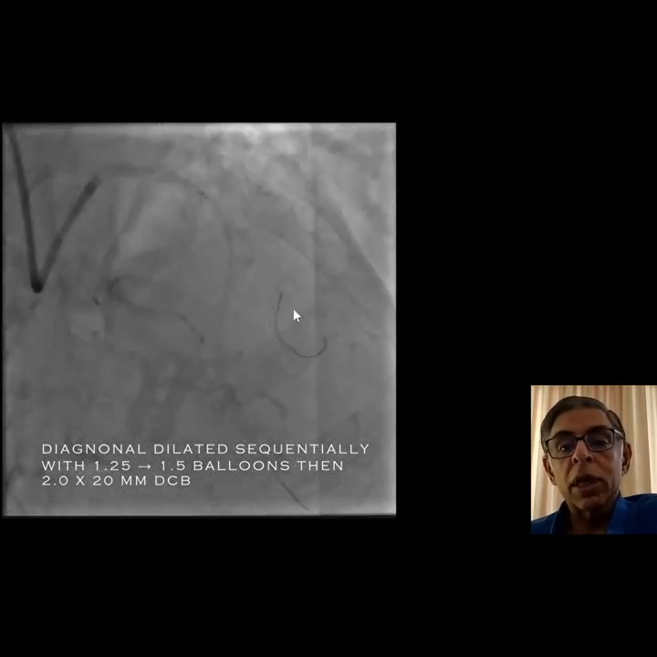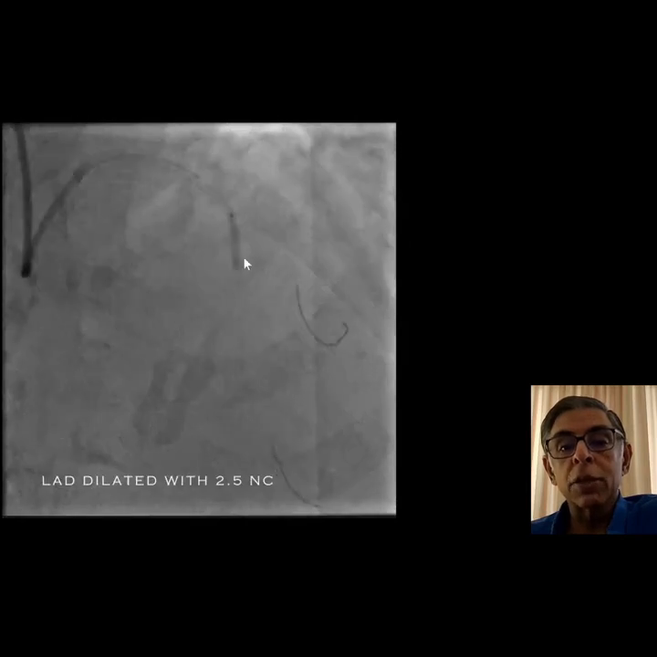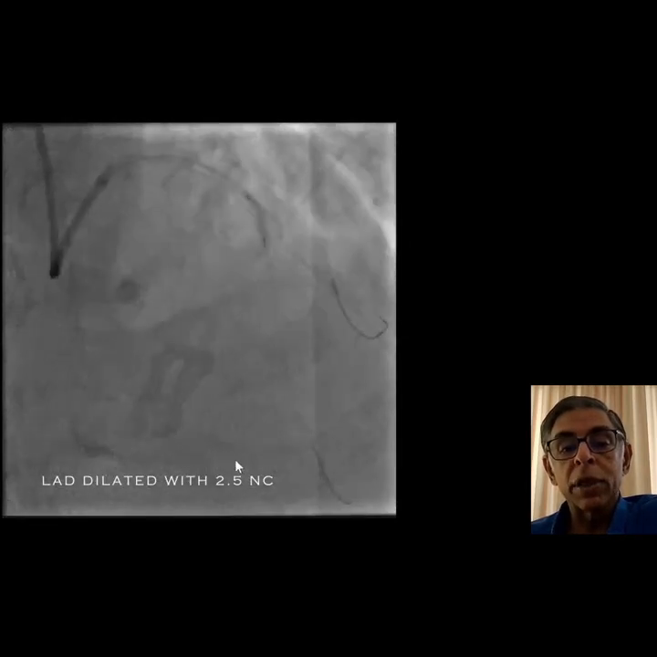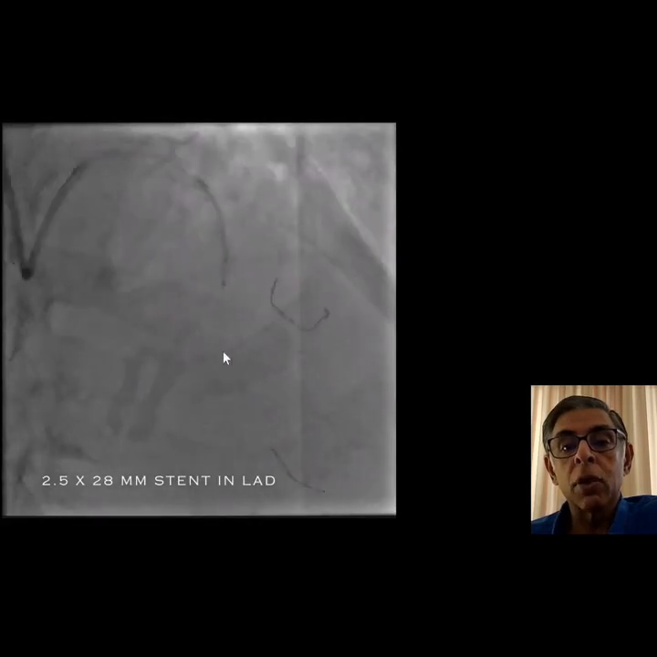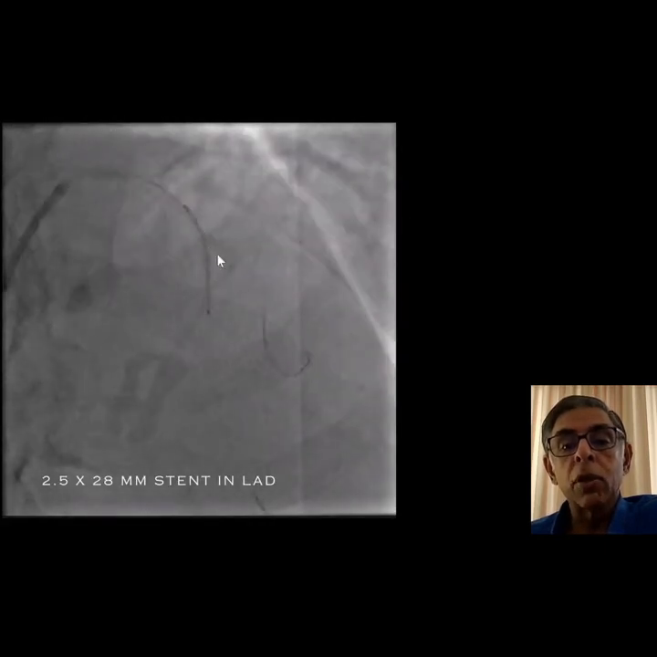So after this, we thought that we had reasonable, although not perfect, expansion in the diagonal. Then we went to work on the LAD and we dilated with a 2.5 and then a 3.0 NC balloon and got pretty good expansion.